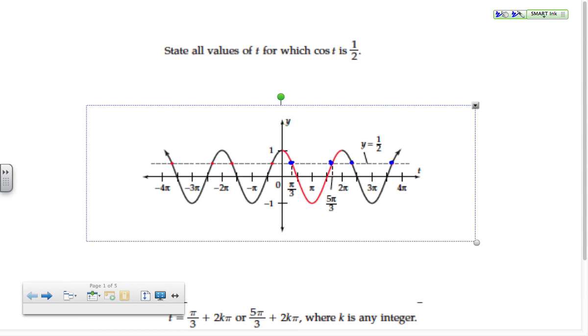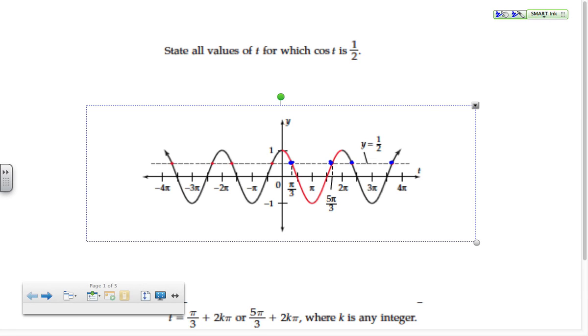So you'll notice that the graph cycles. You see the red area? That's the first one, and then it just keeps looping over and over and over again. It keeps doing the same thing. So we have to account for that. This does not say what are all the values for which cosine of t is 1/2 between 0 and 2 pi. It says it wants all of them, so we do have to account for that.